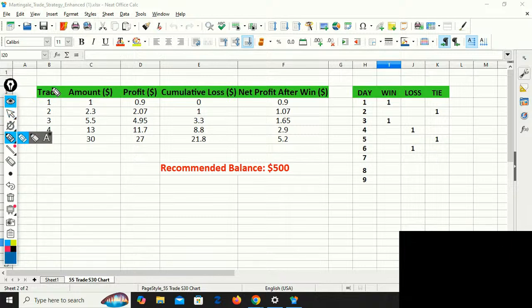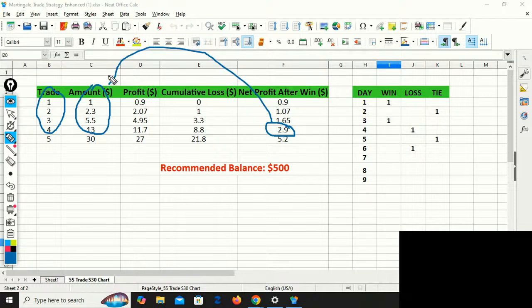So the Excel sheet is very straightforward. The martingale cycle has 4 trades. The fifth trade is completely optional, up to you. So your first trade amount is 1. If you lose, you go to 2.3. If you lose, you go to 5.5. If you lose the third, your fourth trade amount is 13. Whenever you win, you will actually be in profit. That's your net profit amount. And you will recover your previous losses. And whenever you win, you go back to the first trade amount.